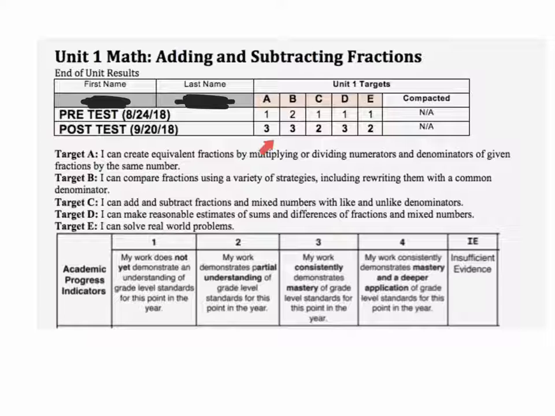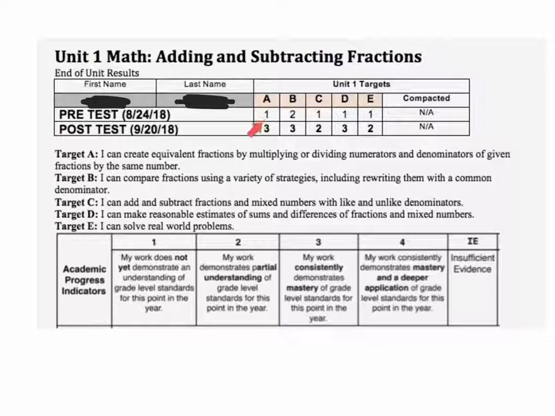So if you look here at the A, B, C, D, E, those are the targets, and you can see what each target is. And again, we're trying to separate the math into the actual skills that the students are using. And so some of these targets actually are on the report card and some of them are not. But only post-test scores would ever count for the report card, not pre-test scores.